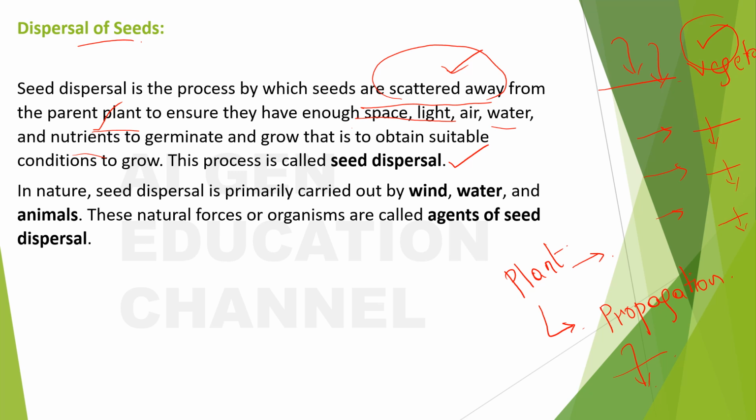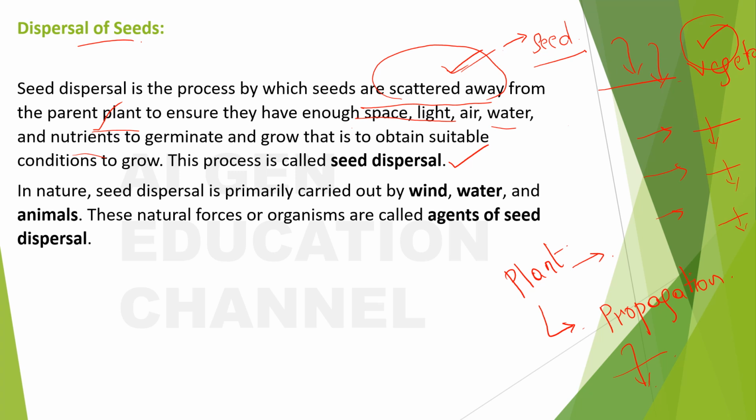Okay, being scattered away is not a precondition. But by being scattered away, the seed has more chances to get these conditions of enough space, light, air, water and nutrients. But if the condition is good enough near the parent plant itself, it is enough that it just gets into the soil beside the parent plant. It's not a rule that the scattering should happen away from the parent plant. That is what I just want to stress.